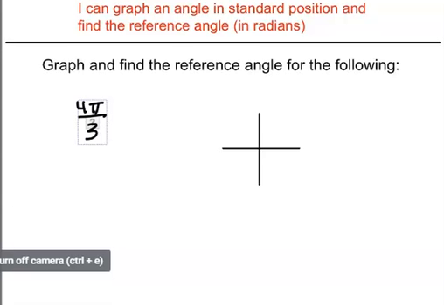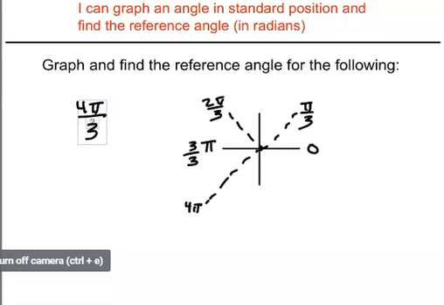So if I go 4 pi, this is 0 pi, this is 1 pi. If I'm just sketching, this is 1/3 pi, 2/3 pi, 3/3 pi, and 4/3 pi. Okay, so I'm going to draw the angle. That's where the angle is, goes all the way to here. But then the question is, what is my reference angle right there?